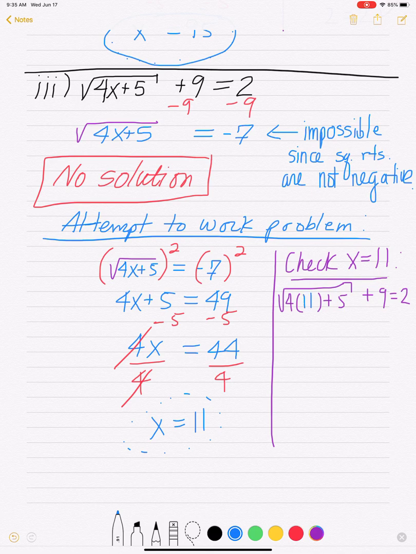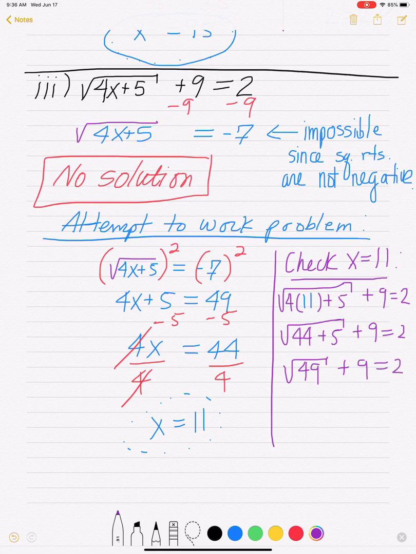All right, so we're going to work under the radical. We're going to have what? 4 times 11. 4 times 11 is 44, so we got 44 plus 5 under the radical. Then plus 9, and then equals 2. All right, so 44 plus 5, we're going to do that under the radical. That's 49, so we got 49. And then plus 9 equals 2.